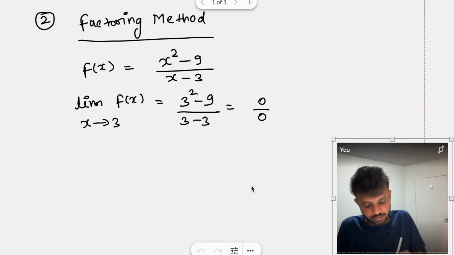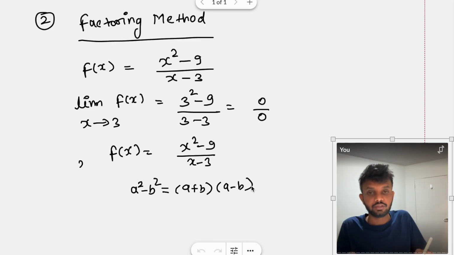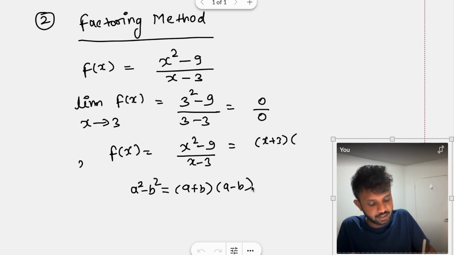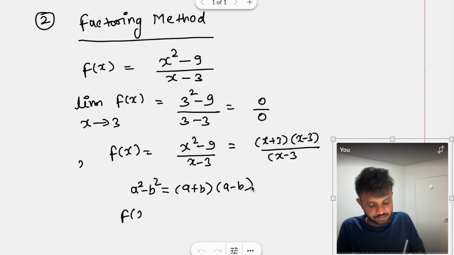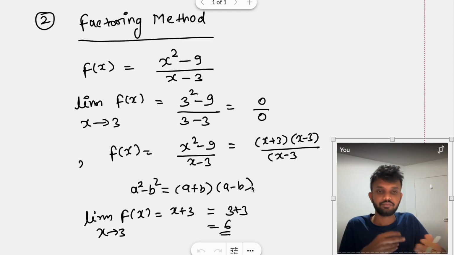So what we do here is take f(x) equal to x square minus 9 over x minus 3. We know that a square minus b square is equal to (a plus b) into (a minus b). So I can write this as (x plus 3)(x minus 3) over x minus 3. Finally I get f(x) as x plus 3, and if I now take the limit as x tends to 3, I get the value 3 plus 3, which is equal to 6. This method is known as the factoring method.